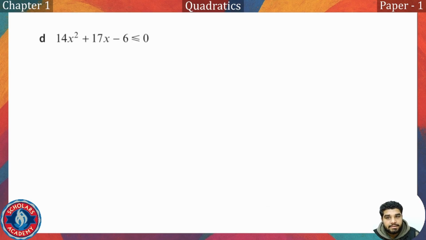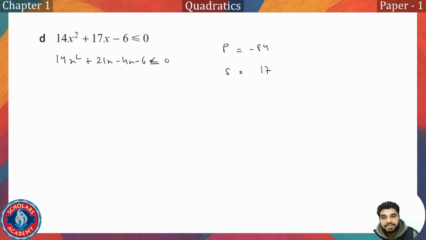Let's split the middle term over here. So product over here is 14 times -6. So 14 times -6 is -84. And sum over here is 17, right? So if sum is 17 and product is -84, what we can say is it is actually 21 and -4, right? So we'll take positive 21 and -4. 14x square plus 21x minus 4x minus 6 is less than or equal to 0.